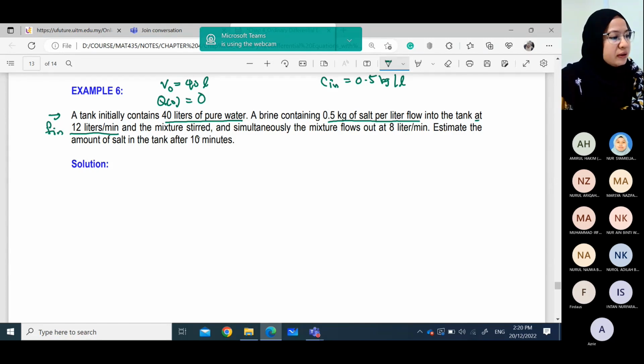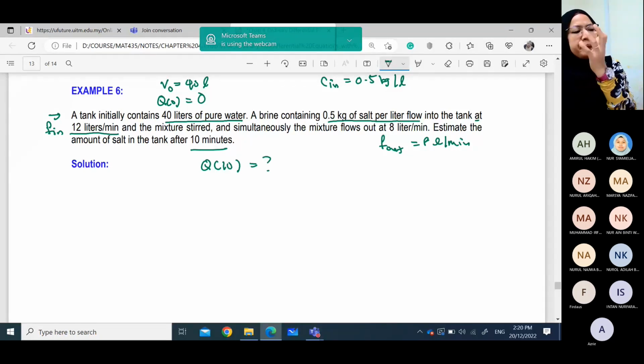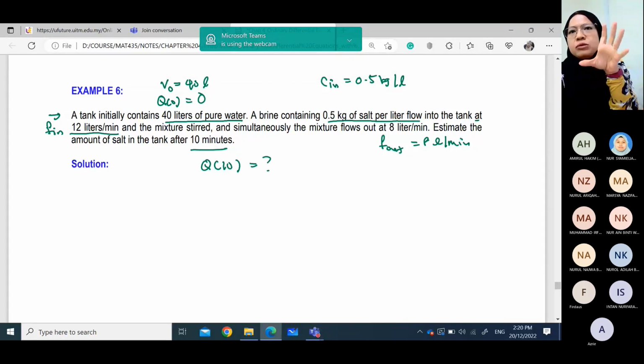And then the mixture is stirred. And simultaneously, the mixture flows out at 8 liter per minute. So this one is our flow out, 8 liter per minute. Okay. And then we need to estimate the amount of salt in the tank after 10 minutes. So here we need to find the quantity of salt after 10 minutes. Berapa banyak kandungan garam yang tinggal dalam tu selepas 10 minit.